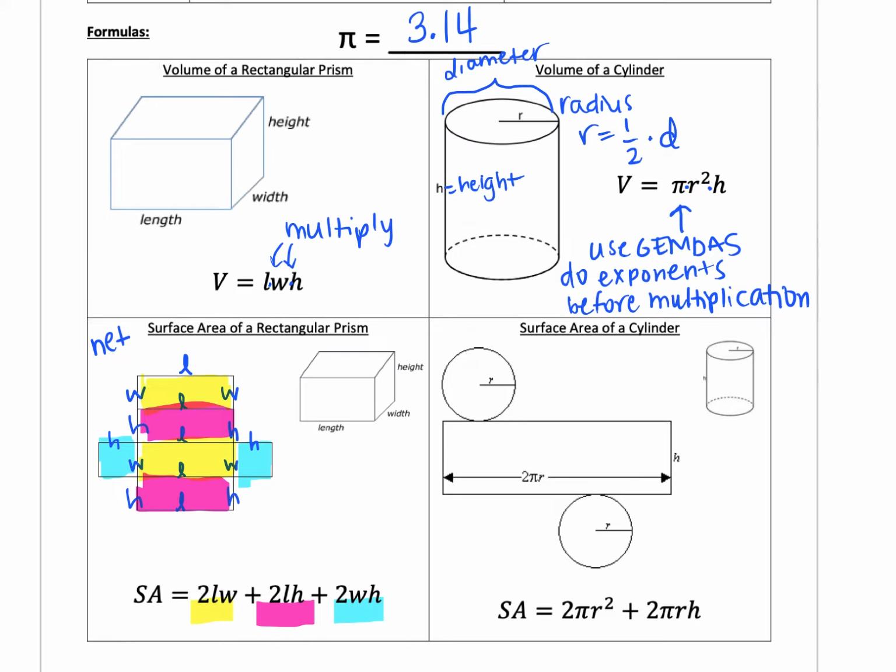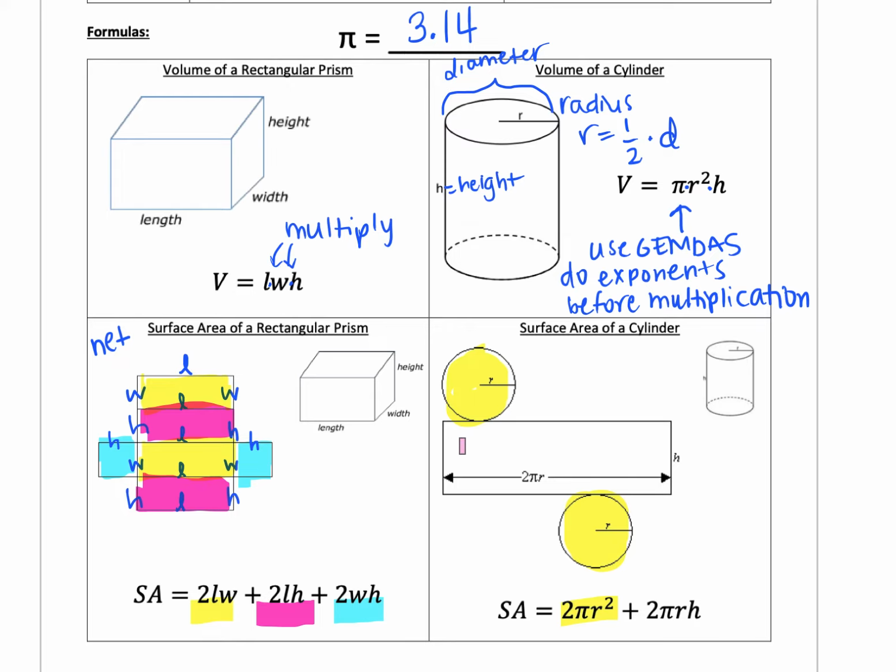So we have a similar idea when we get into our cylinder. The cylinder has a circle on the top that we need to find the area of, and a second circle on the bottom that we need to find the area of. And that is this first part of our formula right here, 2 times pi r squared. Because to find the area of one circle, you do pi r squared, but since we have 2 of them, we have to multiply it by 2, so 2 pi r squared. So that takes care of that piece.